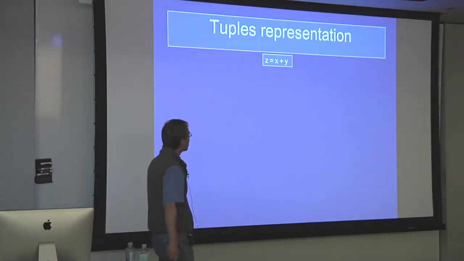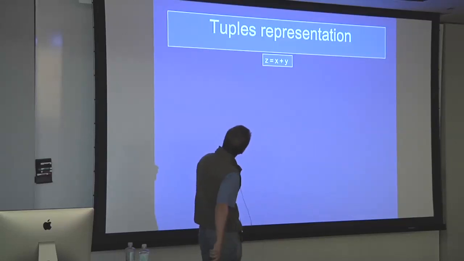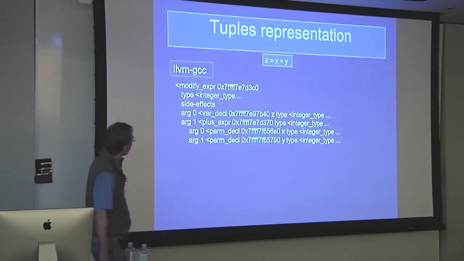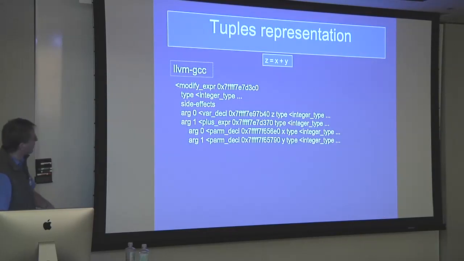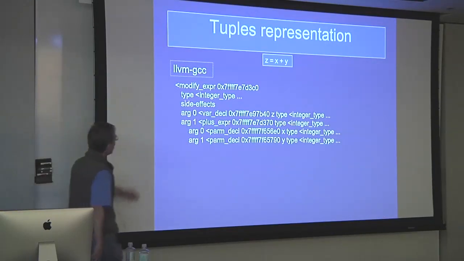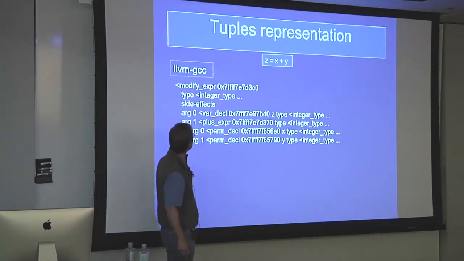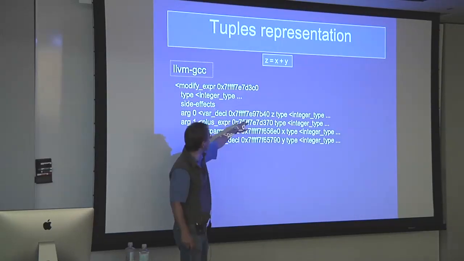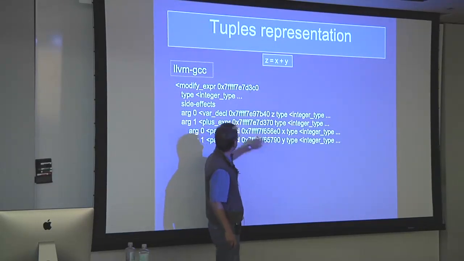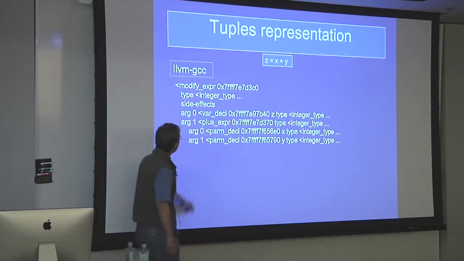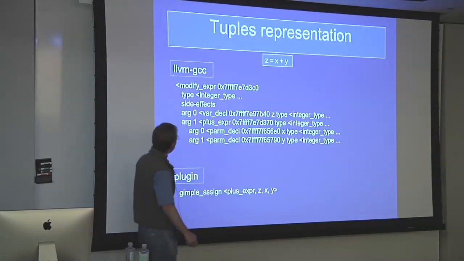This tuples representation is this new data structure. Consider an assignment. z is the sum of x and y. In LLVM-gcc, it uses this very fat trees representation. You've got a modify expression, that's for assignment. You've got your argument z is some sort of tree structure here. You've got x and y, and you've got a plus expression.